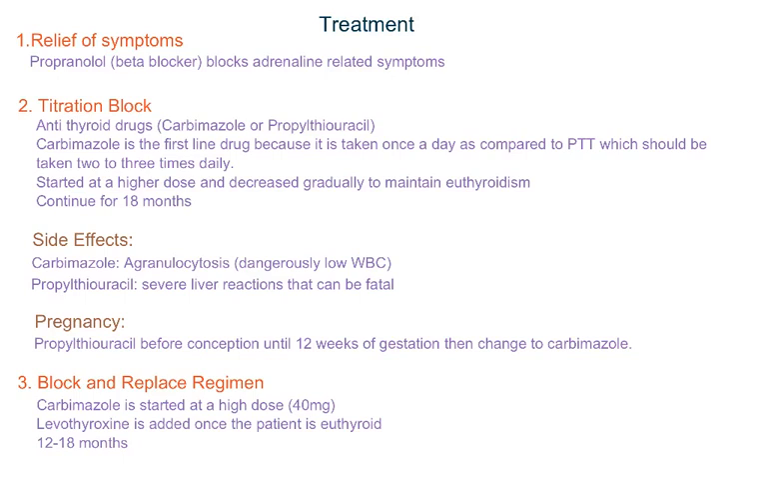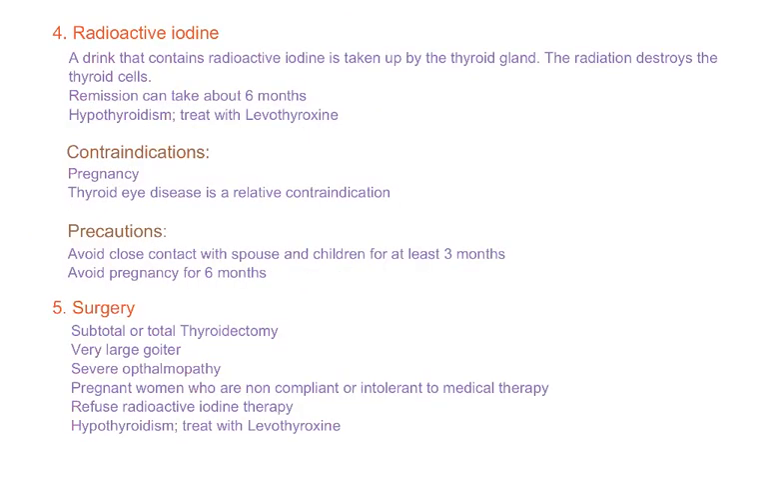The second method is block and replace regime. We give high dose of carbimazole to completely block the thyroid hormones and then replace with levothyroxine once the patient is euthyroid. This treatment also takes about 12 to 18 months. Next option is radioactive iodine. We give a drink to the patient that contains high doses of radioactive iodine. It will destroy the thyroid gland and the remission takes up to 6 months. The patient will eventually develop hypothyroidism.